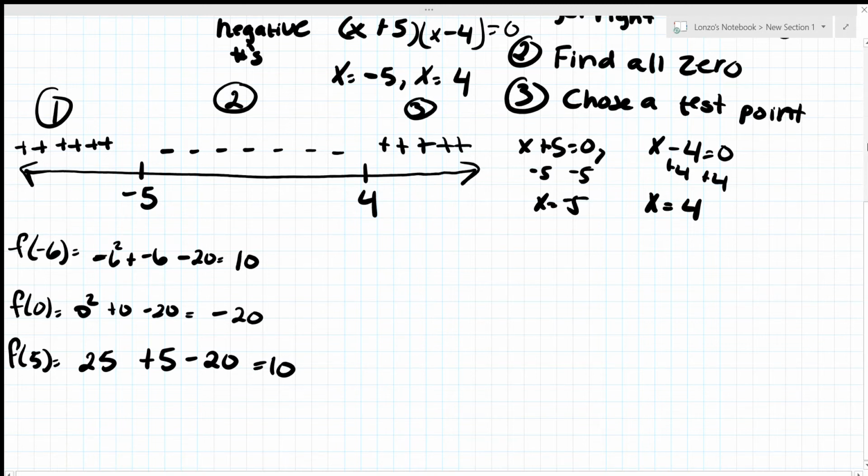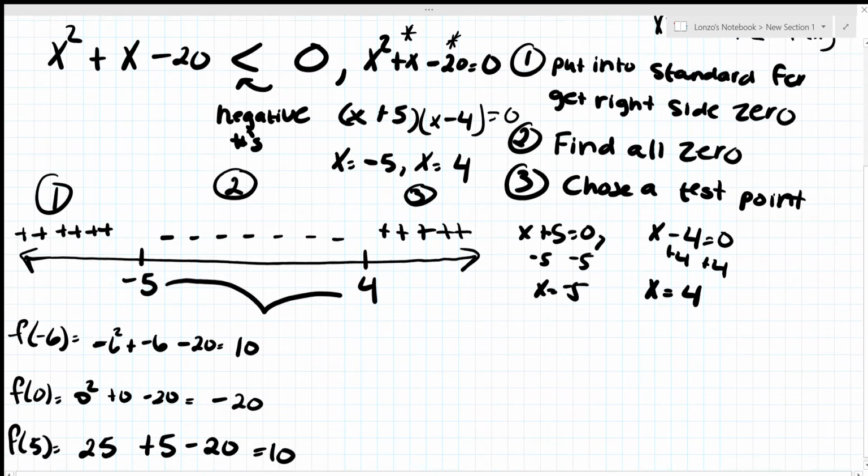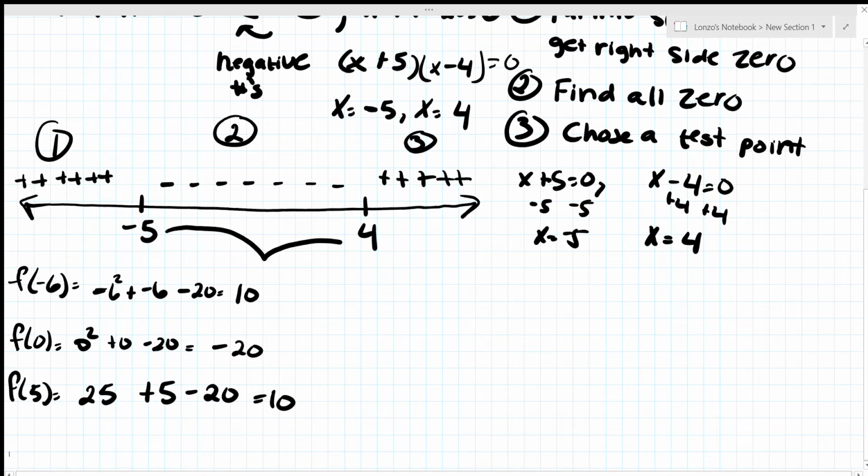Now remember, when we put this in interval notation, we only care about the negative numbers. So wherever there's a negative, we only care about this region from -5 to +4. So when we put it in our interval notation, it's from -5 to +4.